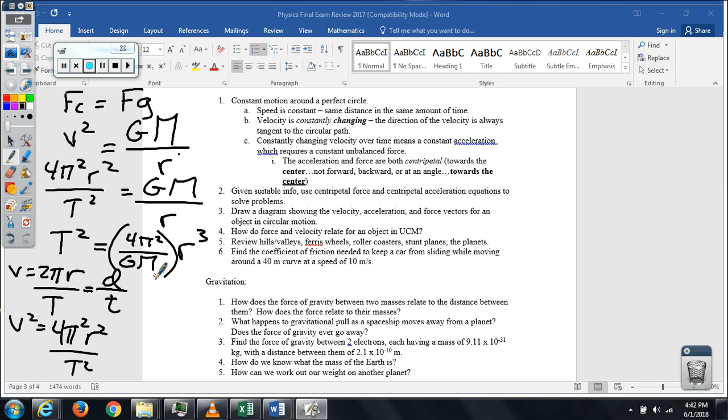If you knew what the mass of the Sun was, you could figure out this constant. Multiply this constant by the distance that you are from the Sun cubed, and that equals the time that it takes you to go around the Sun squared. That's called Kepler's third law, using Newton's law of gravity, though. So these are in the standard units of meters and seconds.